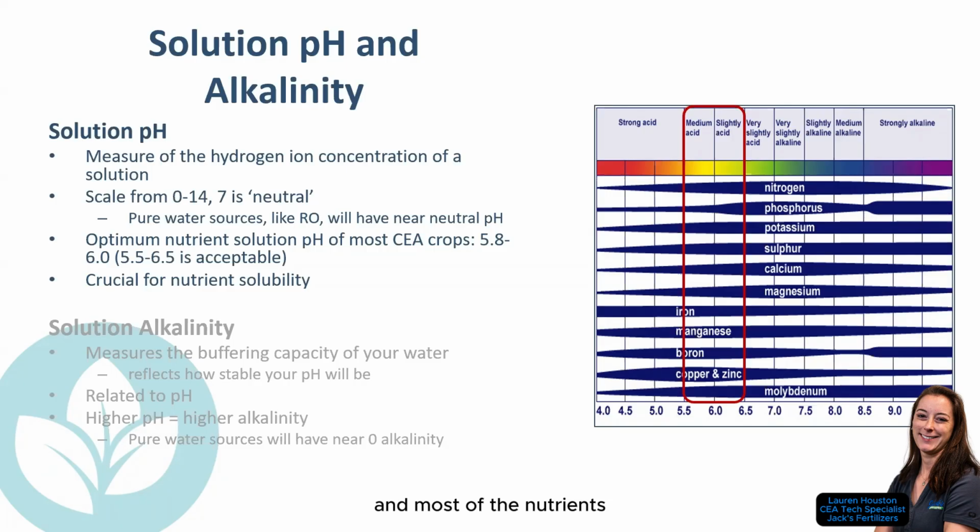And most of the nutrients that plants are going to need are going to be at near maximum solubility between this range. So it's not so much that we're targeting a specific pH range for individual nutrients and increasing their availability, but making sure that all of the nutrients your plants are going to need are as available as possible. And between that 5.8 to 6 range is where it's going to be ideal.